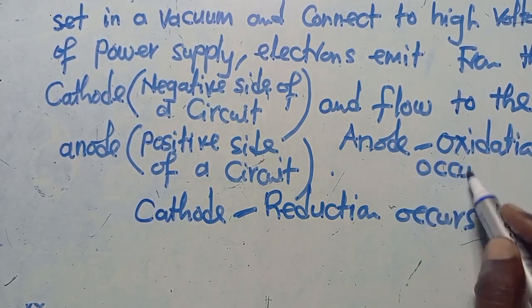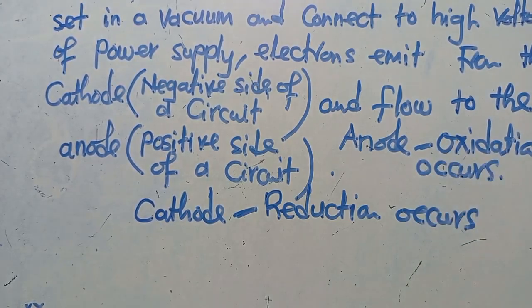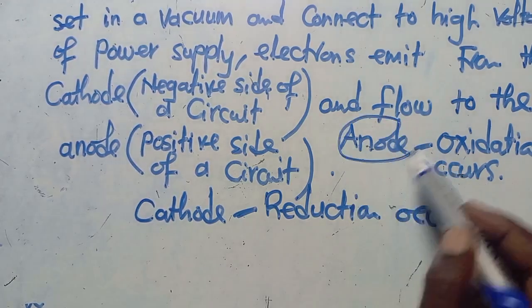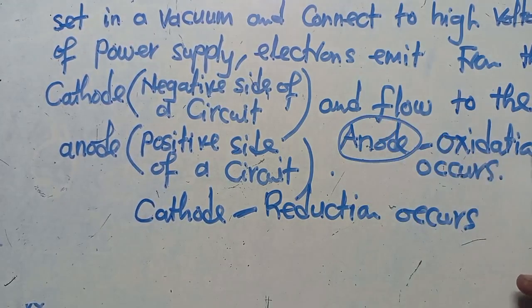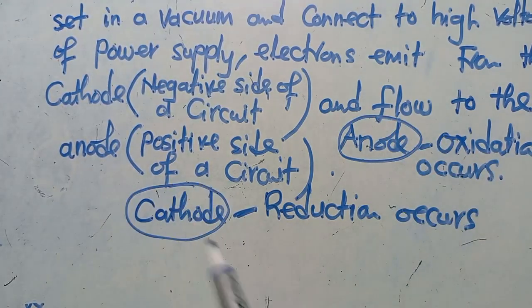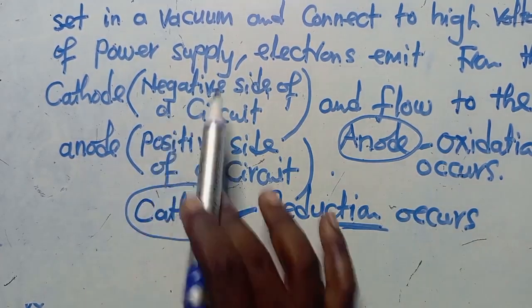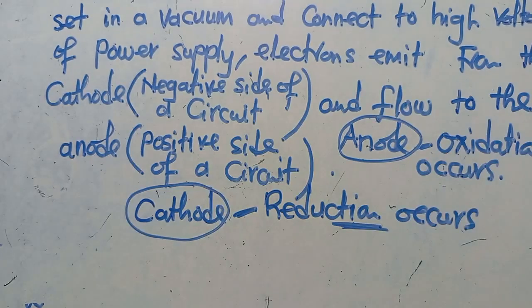This is just part of chemistry: it is at the anode where oxidation occurs, and it is at the cathode where reduction occurs. The anode is the positive side of a circuit, and the cathode is the negative side of a circuit. That is a point that you need to understand.